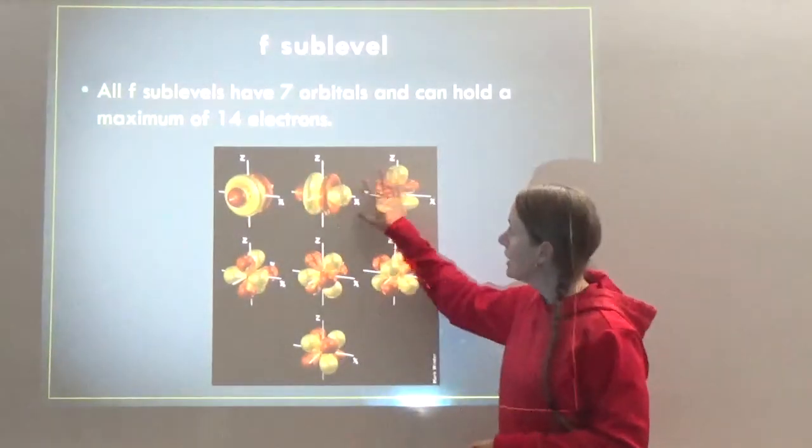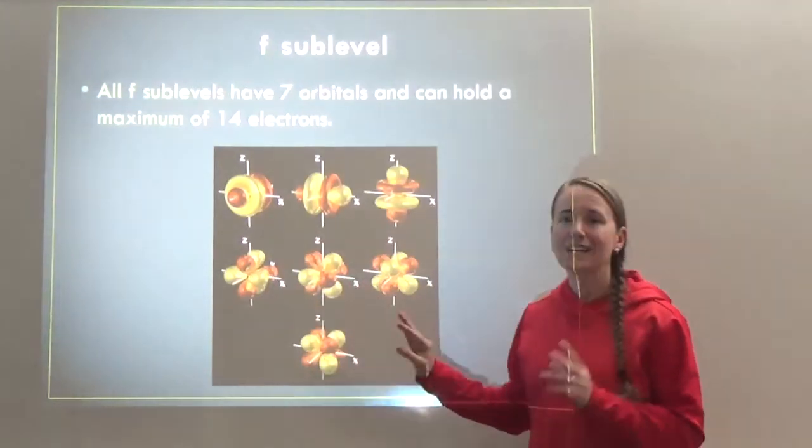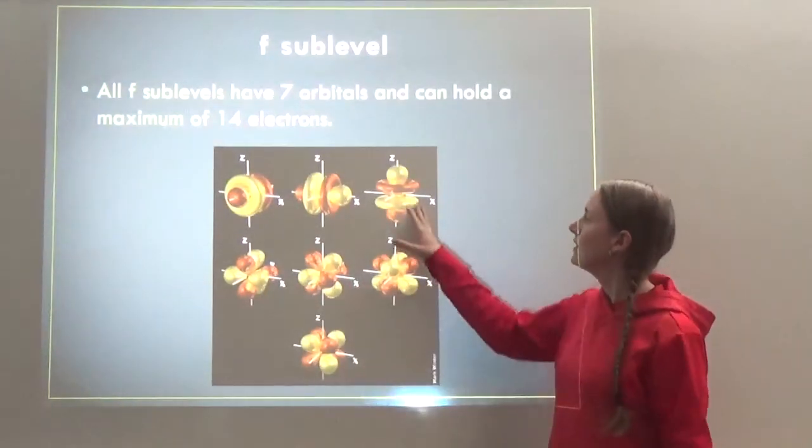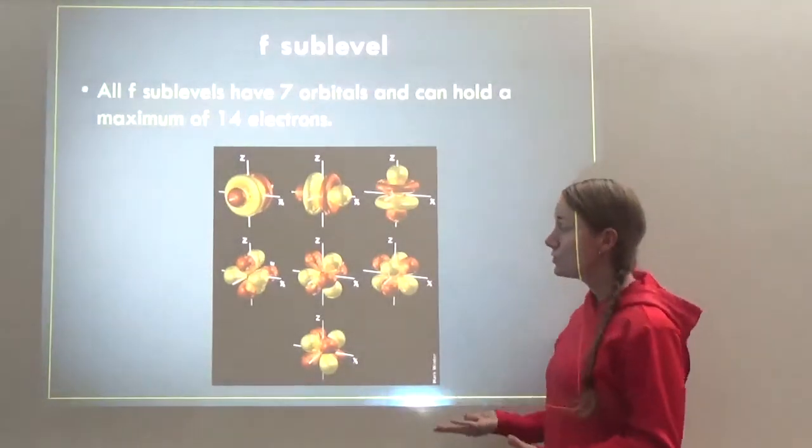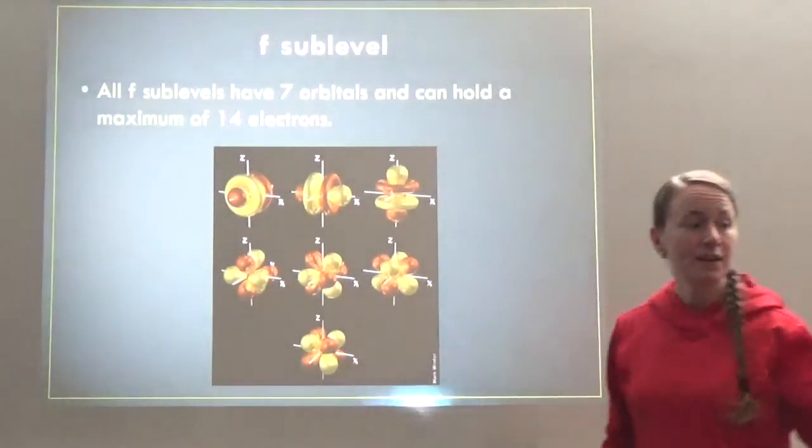And so each shape can hold 2 electrons. And again, I know you're probably looking at these thinking, what in the world? This is all mathematically calculated, okay, based on Schrodinger's equation and what we know about energy.